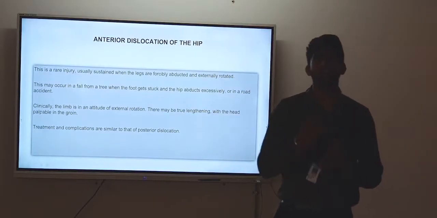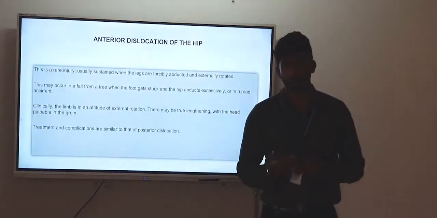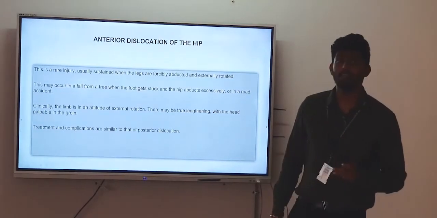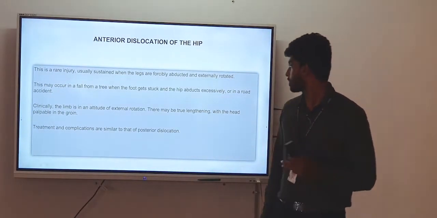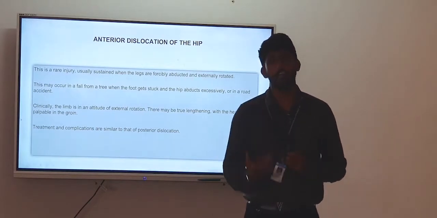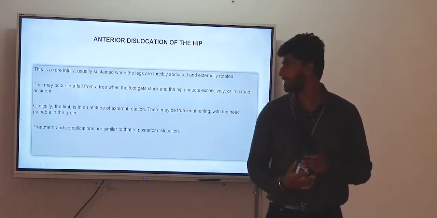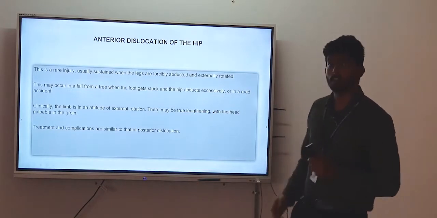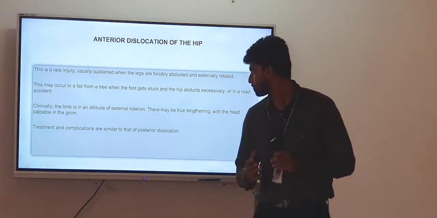If it has to happen, it can be either a road traffic accident or the legs are possibly abducted and externally rotated. It can occur from a fall from a tree where the foot gets stuck and is affected excessively, or from a road traffic accident as I mentioned.